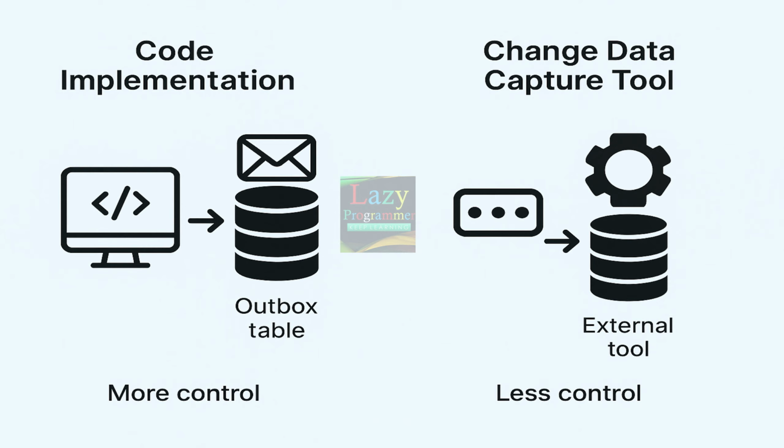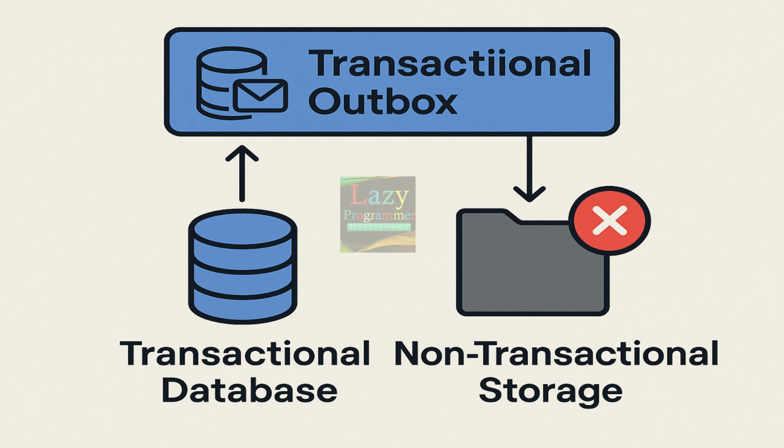Now there are different ways to implement the outbox processing service. It can be a code implementation which is simple but more time consuming. In this you will have more control over how to process the outbox table. Another way is you can use a change data capture tool if your database supports it. There you will depend on an external tool and will have less control. The transactional outbox pattern works well for solving the dual write problem, but it is restricted to transactional databases only. If a system is using a database that is non-transactional, then it will not work.